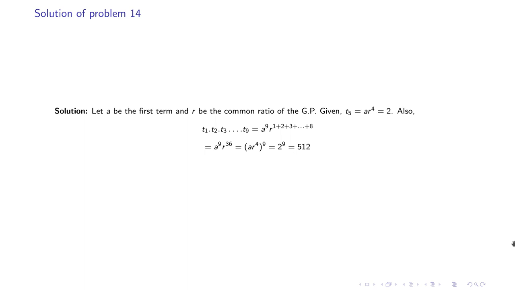From arithmetic progression, we know that the sum of n terms is n into n plus 1 by 2. So the sum of 8 terms will be 8 into 9 by 2, that is 72 by 2, that is 36. So our product will be a to the power 9, r to the power 36, which is equal to ar to the power 4, whole to the power 9, which is nothing but the fifth term to the power 9. So we substitute 2 to get 2 to the power 9, that is 512, as the final product.